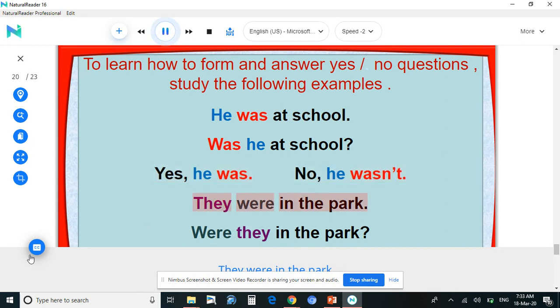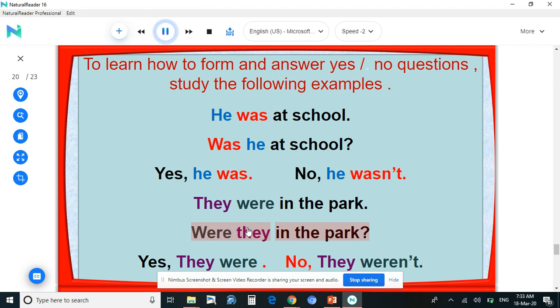They were in the park. Were they in the park? Yes, they were. No, they weren't.